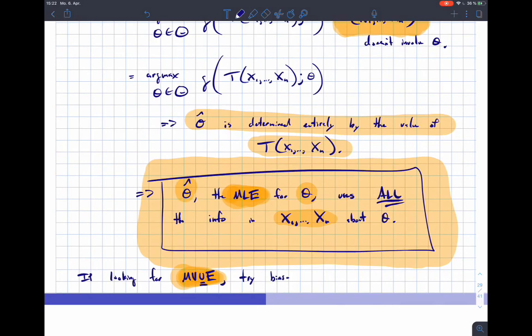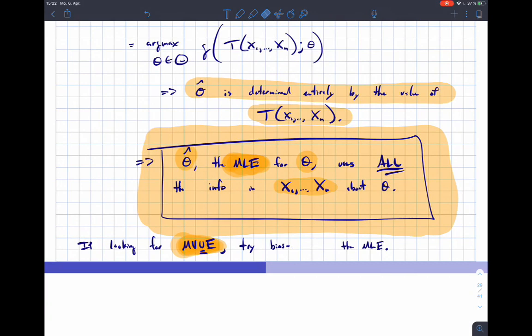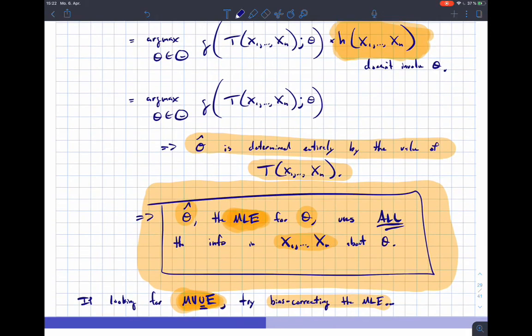So try bias correcting the MLE. So we can try to get the MLE, figure out its expected value, and then maybe correct the bias. And this can lead us to the minimum variance unbiased estimator. Okay, so MLEs are good in the sense that they use all the information contained in the data about the parameter.